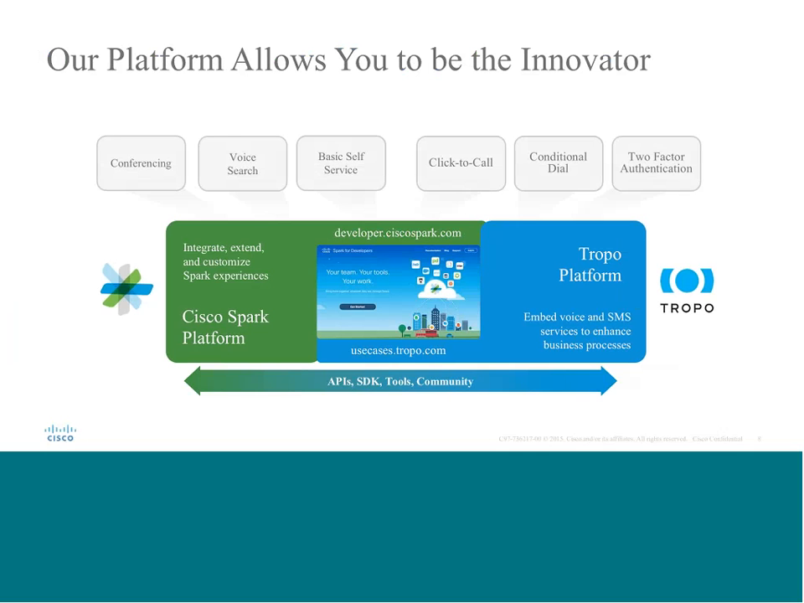The Spark platform itself, as you'll see, provides conferencing, voice search, basic self-search, but another organization solution called Truffle that was acquired by Cisco several months ago basically allows you to leverage these APIs and do some really rich, powerful things on top of it, such as click-to-dial and conditional dialing, recording, two-factor authentication, et cetera, and leveraging the APIs of the Spark platform to bring those things together. You can even do things like SMS text messaging integrated with Spark messaging as well.